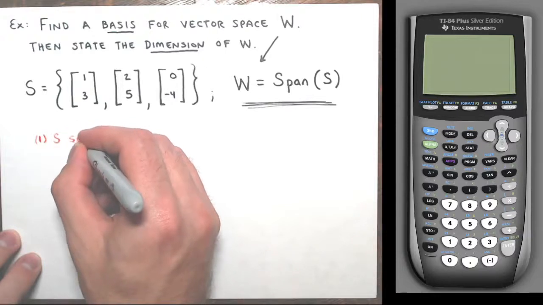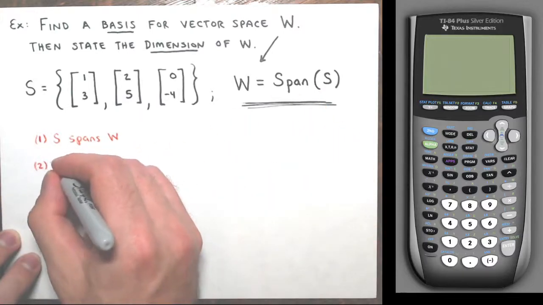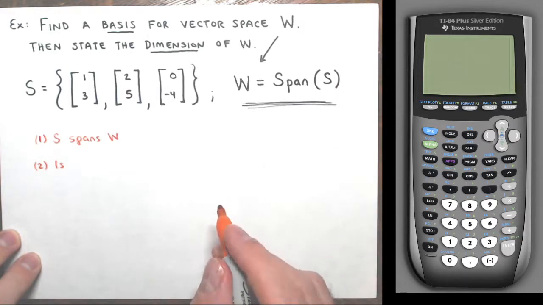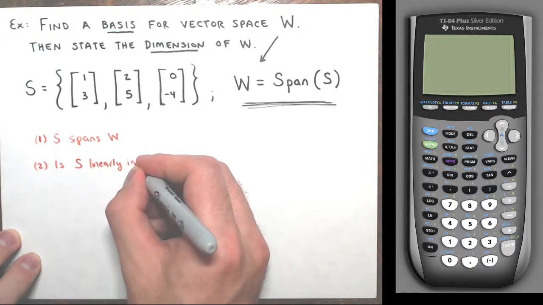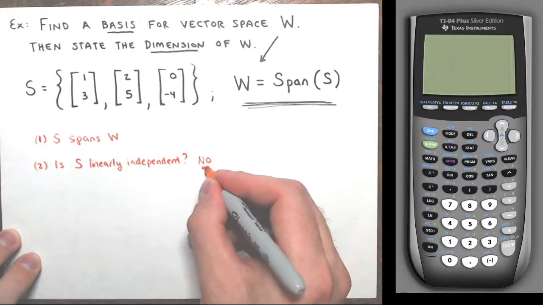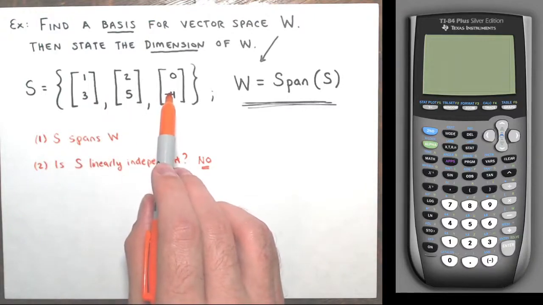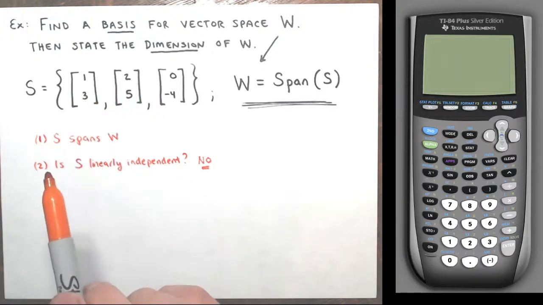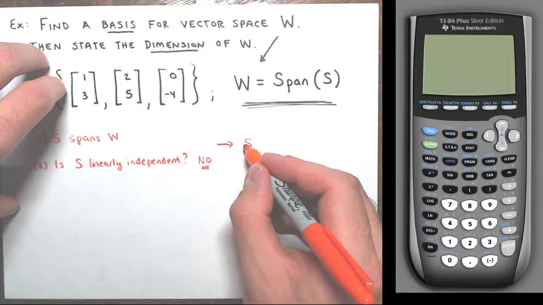S definitely spans W because W is the span of S. But the next question I would ask is, okay, so S spans W. That's one thing we need for a basis. Is S a set of linearly independent vectors? And the answer to that is no. So that's bad. The reason is, you can see there's a little shortcut here, and I brought this up in a previous video on determining whether a set of vectors is linearly independent or dependent. If the number of vectors is greater than the number of components in the vectors, then they'll be dependent. All right, so S is not a basis for W.